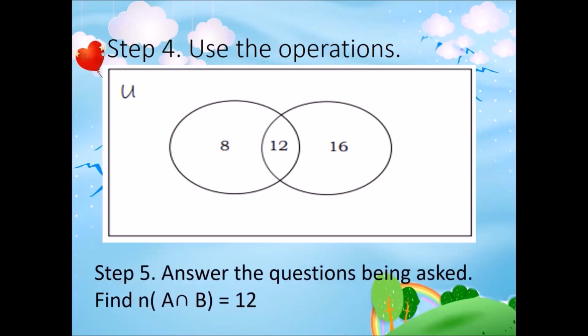So, answer the question being asked. So to find the number of elements of the intersection of set A and set B is equal to 12.